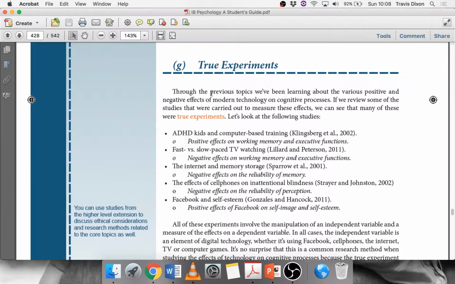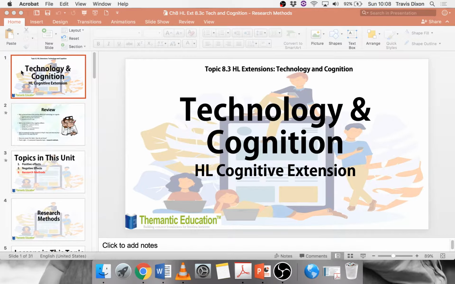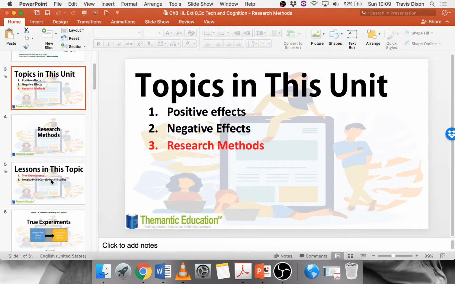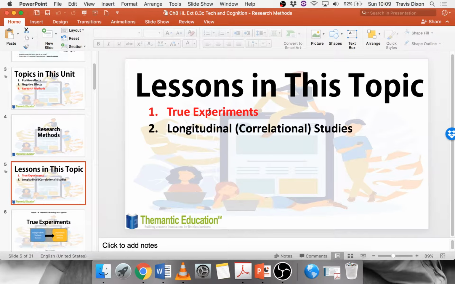Right, so these are the true experiments that we've used so far in the course. So like all research methods questions, we're looking at how and why true experiments are used. For this particular lesson, we're going to look at how and why true experiments are used to study this topic. And then just two lessons here, just two research methods, true experiments and correlational studies.